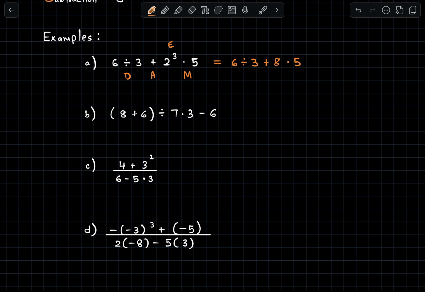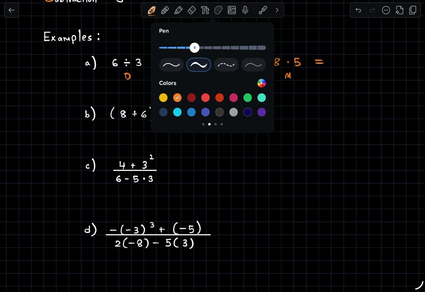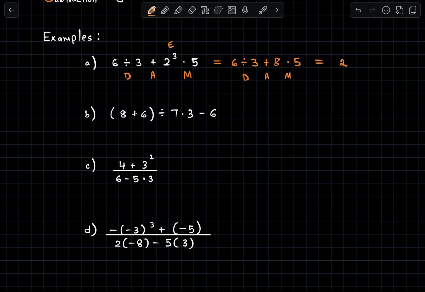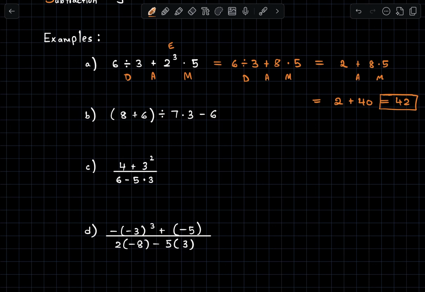Okay, and that multiplication stays as it is. So now we've got a division, we've got an addition, we've got a multiplication. We're going to do the division first, right? So our next tier is division and multiplication. We're going to do whichever one comes first from left to right. So that division's coming first, so we're going to do 6 divided by 3 first. That's going to give us 2, plus we've got 8 times 5. So we've got addition and multiplication. We're going to go ahead and do that 8 times 5 next. We've got 2 plus 40, which comes out to 42. In our next case now, we've got parentheses to consider in example B.